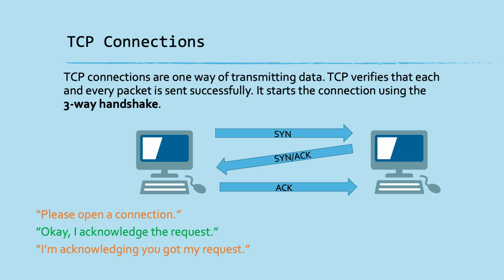The purpose of the acknowledgement packet is to say, I got your SYN packet, I'm acknowledging it, but I'm also sending my own SYN packet. So oftentimes this is called a SYN-ACK packet. And then we must acknowledge Google's SYN-ACK packet. So this is called the three-way handshake. After the three-way handshake has opened the connection, we can start transmitting and downloading data. So our computer says, please open a connection. Google says, okay, I acknowledge the request. And then we say, I'm acknowledging you got my request.